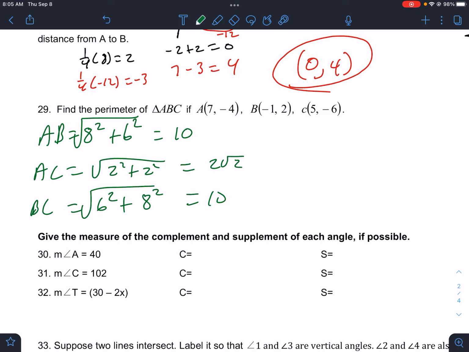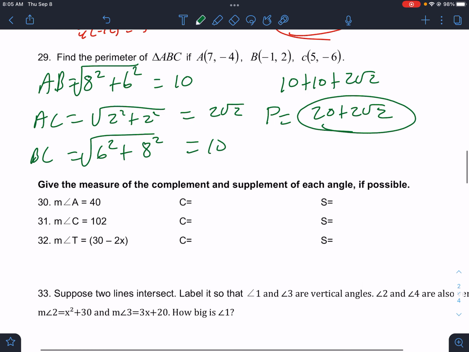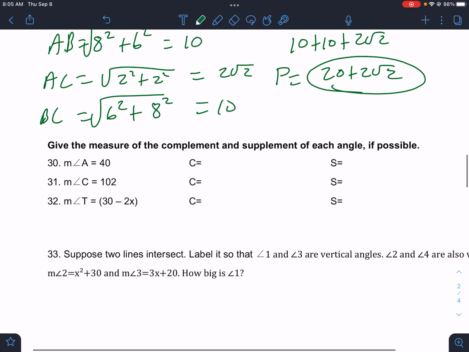So in this particular one, we have 10, 10, and 2 root 2. We add those together. 10 plus 10 plus 2 root 2 is 20 plus 2 root 2. And that's our perimeter. So there's 3 distance formulas. Practice that. Get good at that.